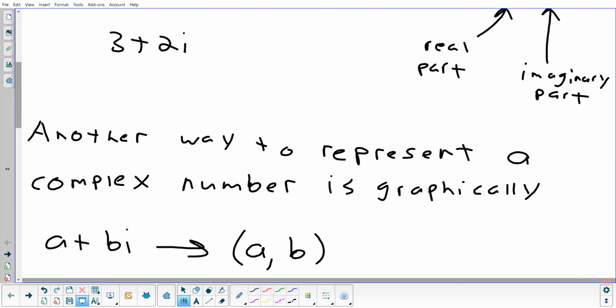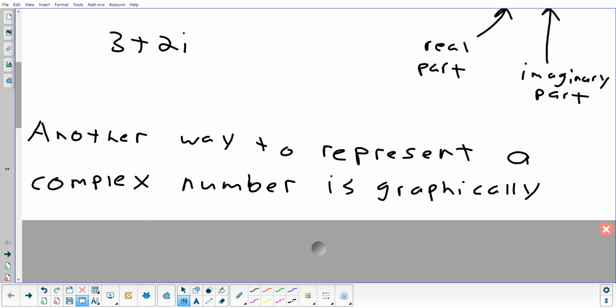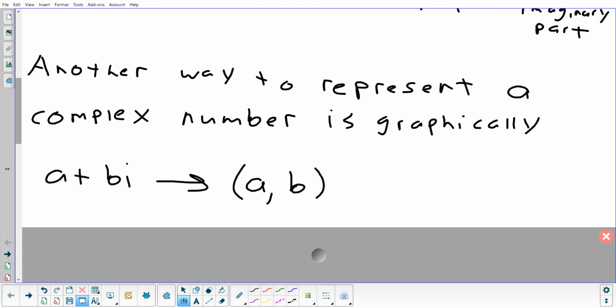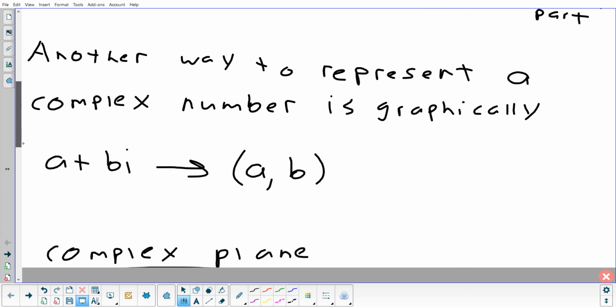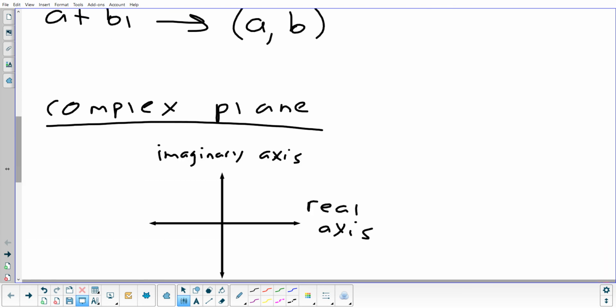So another way that we can represent a complex number, not quite getting into trig form, but getting us towards that, is graphically. All you have to do to represent a complex number graphically is basically take the real part, comma, the imaginary part. The way we think of graphing this is kind of like an xy axis, but we don't call the horizontal axis x, and we don't call the vertical y. We call the horizontal axis the real axis, and the vertical axis the imaginary.